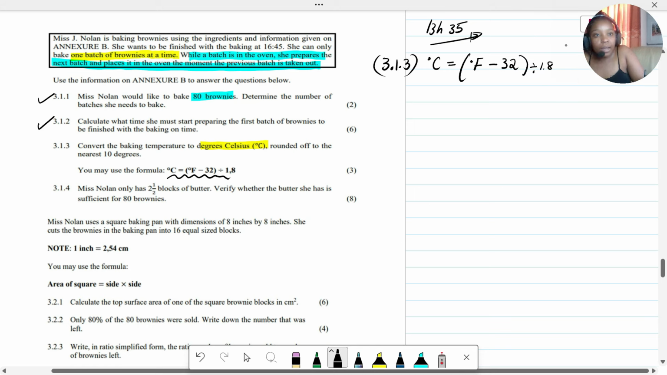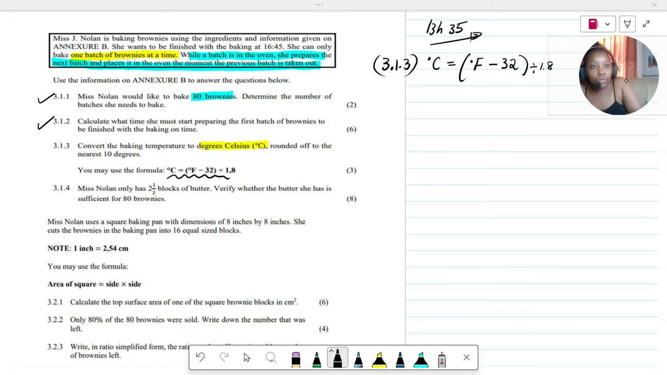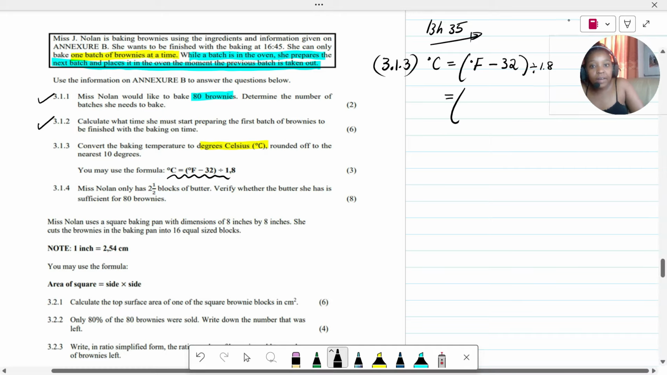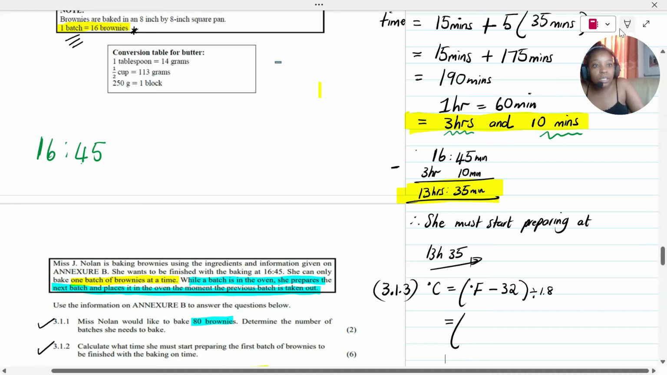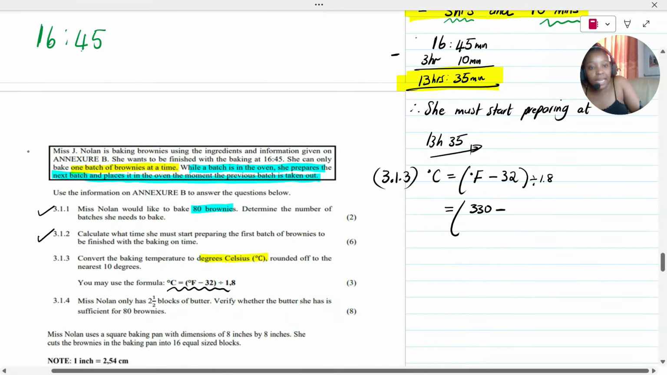Then from here, we're just going to substitute. What's the temperature in degrees Fahrenheit? We're given 330 degrees Fahrenheit, minus 32, divided by 1.8. Then punch it into your calculator. You'll find that the temperature in degrees Celsius is 165.56 degrees Celsius if you're rounding it off to 2 decimal places.